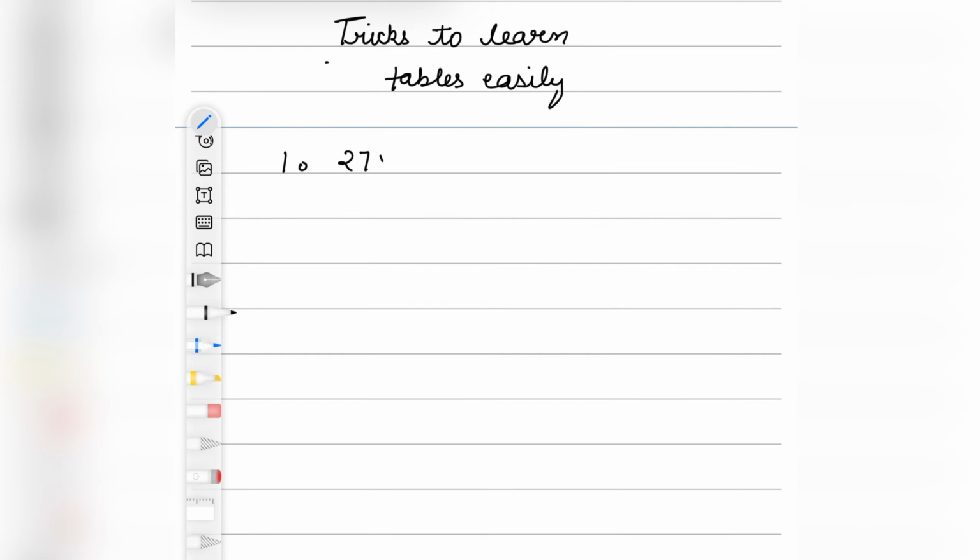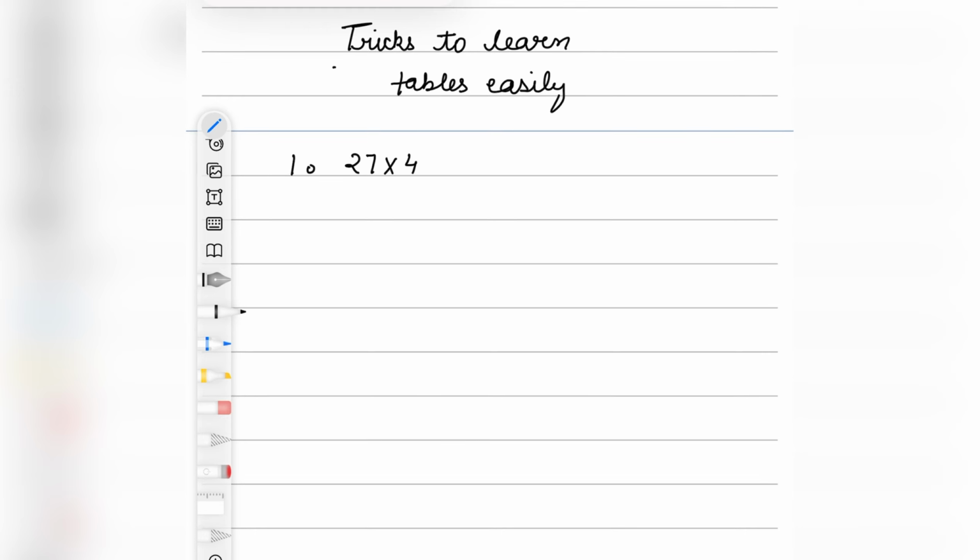For the very first trick, let me take this number 27 into 4. So what we have to do is, we have to multiply this number with the first term, that is 2. It will be 8. You have to put 0 after this number, and now let's multiply 4 into 7. That is 28. Now add these two numbers. What will you get? You will get 108. You can also check from your side, and that is the easiest way to do it.